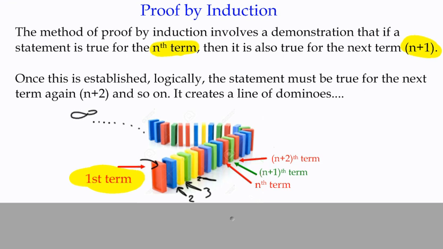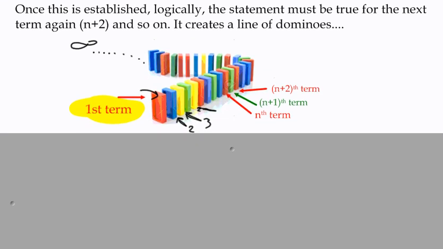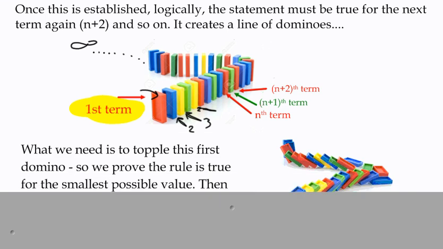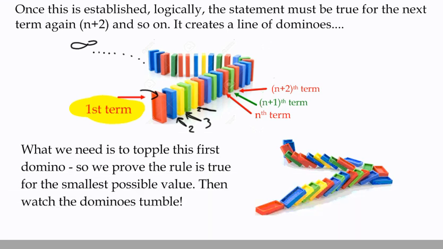All by saying that we know that if it's true for n, then we've proven it true for n plus 1, the next term. Okay? So you've got to get your head around that. That's just a wee illustration of the fact that as long as we can topple the first domino, we can then topple them all.